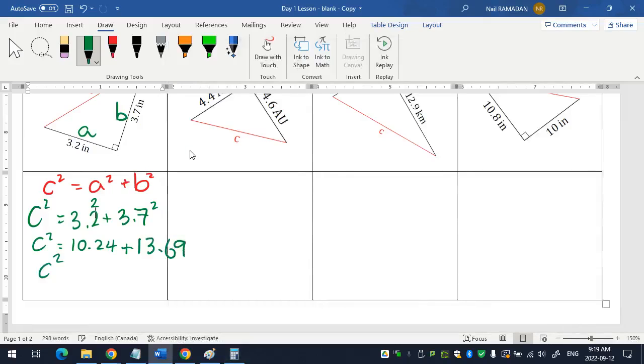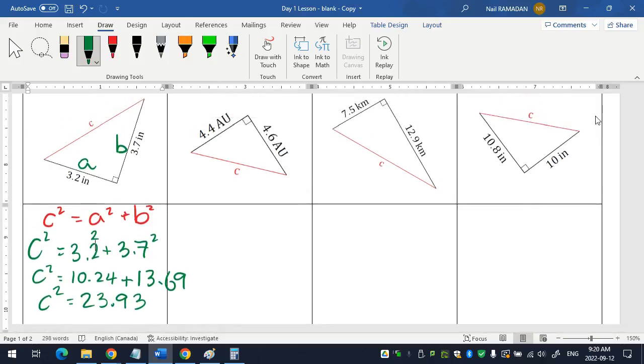Okay, I'm almost done. What do I do now? C squared is equal to what? Add this guy to this guy. Well, 10 plus 13 is 23, and 24 plus 69 is 93. And we're done. That's it. So apparently, the length of this from here to here, sorry, it should be straight, is 23.93.